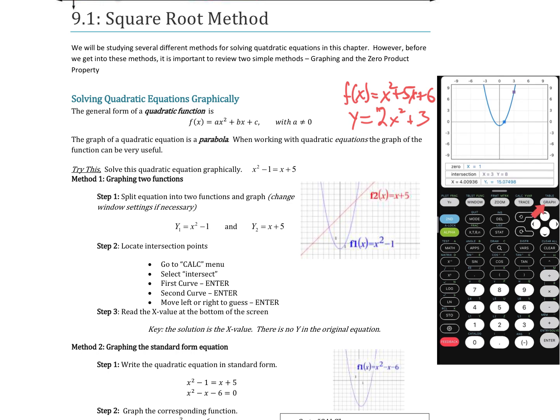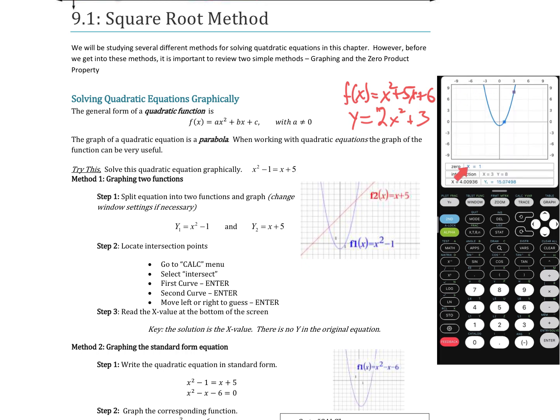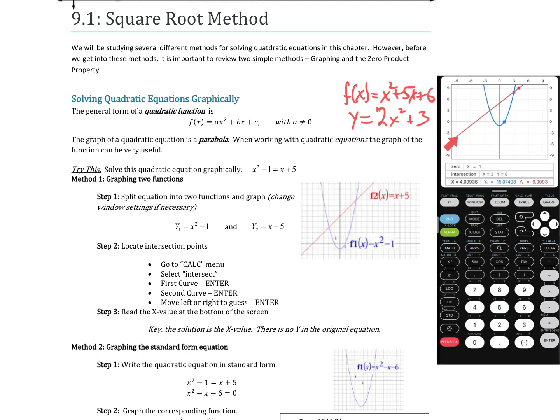Then we're going to go to the graph key. And there's the graph of y equals x squared minus 1. Now, if your zoom is not quite set right, you're going to go to zoom standard if you don't see this view going from -10 to 10, and that'll kind of square it up here. Now we're going to go into this second equation. We go to y equals, go down to y2, and enter y equals x plus 5. We graph it, and there's that line, y equals x plus 5.